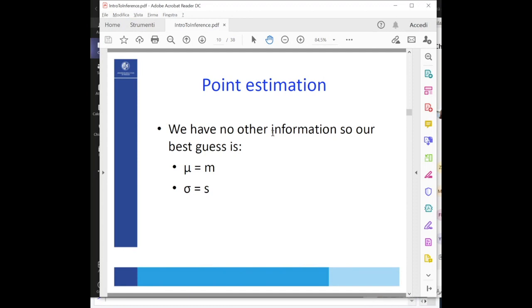I mean, we have a sample, we have no other information apart from the sample is representative, so the most likely thing is that the sample has the same characteristics of the population, and therefore we assign to the population the same characteristics that we observed in the sample. Right? Right?